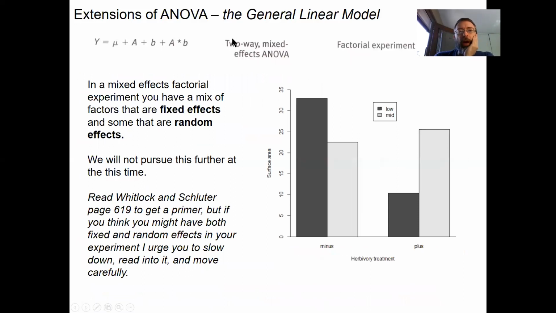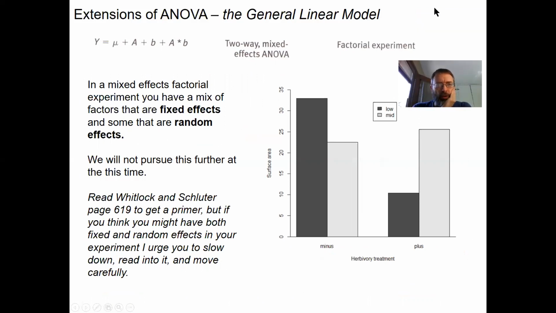Another point to make. If you're going to do a factorial experiment, like we have in this case, you need to determine whether you have fixed effects or random effects. I will not chase those down in this class. I encourage you to read page 619 to get a primer in Whitlock and Schluter. But if you end up running a two-way ANOVA and you're going to have different kinds of effects, you need to determine whether or not your effects are fixed or random. And how you list them in the model is different depending on whether it's a fixed effect or a random effect. That's this mixed effect model in that table where you've got this big A and then a little b. I urge you to slow down if you encounter this.